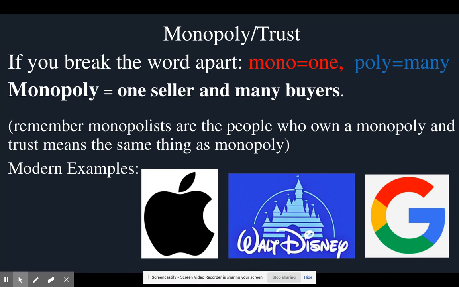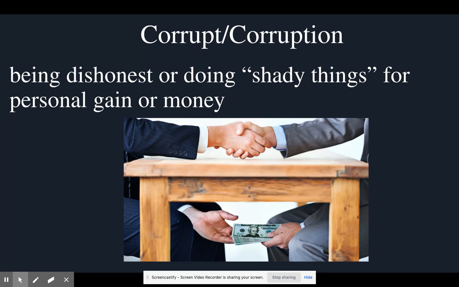Next is monopoly and trust. So if you break the word apart, mono means one and poly means many. So monopoly, when you put those together, is one seller and many buyers. Remember, monopolists are the people who own a monopoly, and trust means the same thing as monopoly. So modern examples would be Apple, Disney, and Google, which are all monopolies.